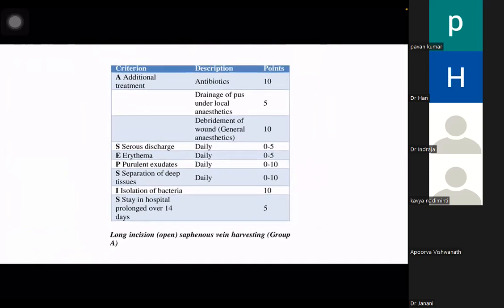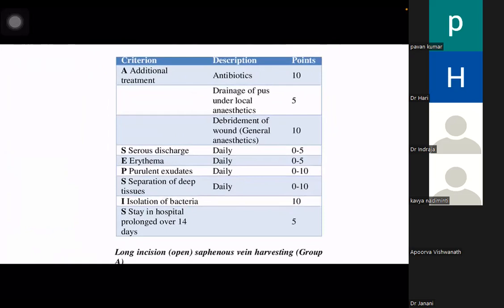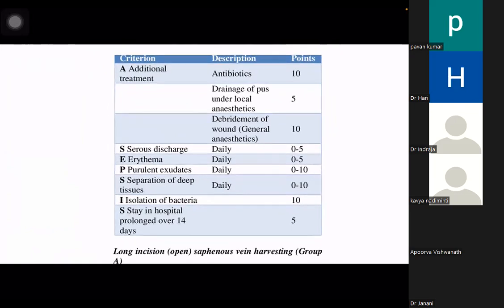I didn't understand this at all. Did anyone understand this? Abdul? No, sir. I didn't understand it at all. Yes, sir. Describe it.